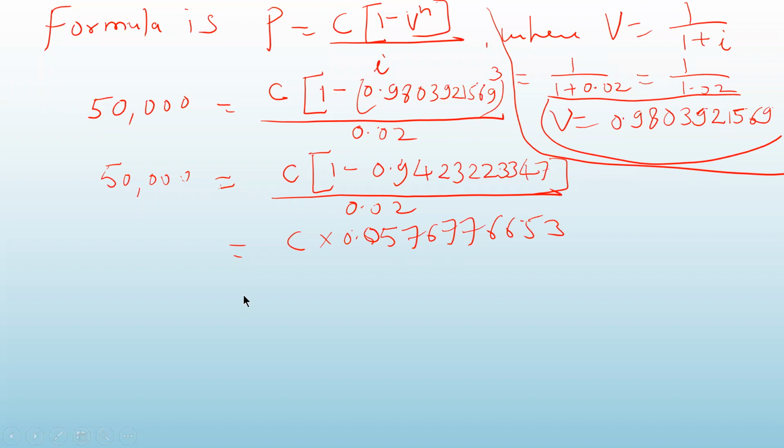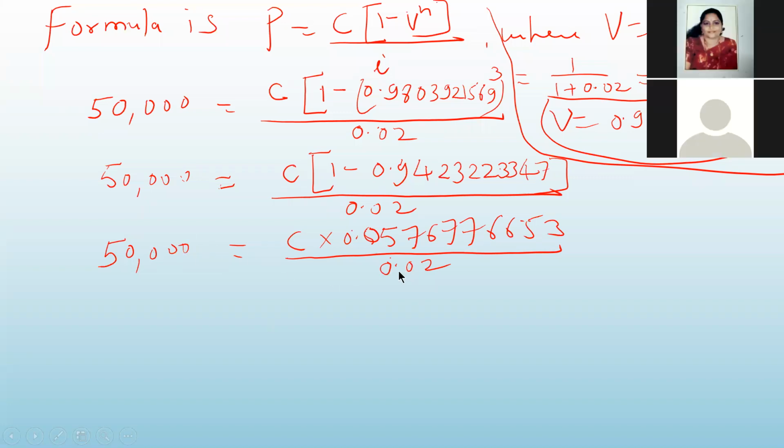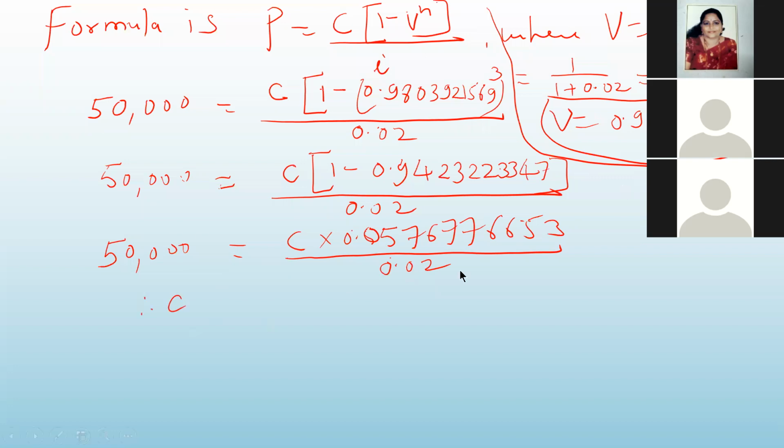And here it is 0.02. Now what you can do is get rid of this denominator by multiplying this by 50,000 into 0.02. So what will be the value of C? So do the cross multiplication.